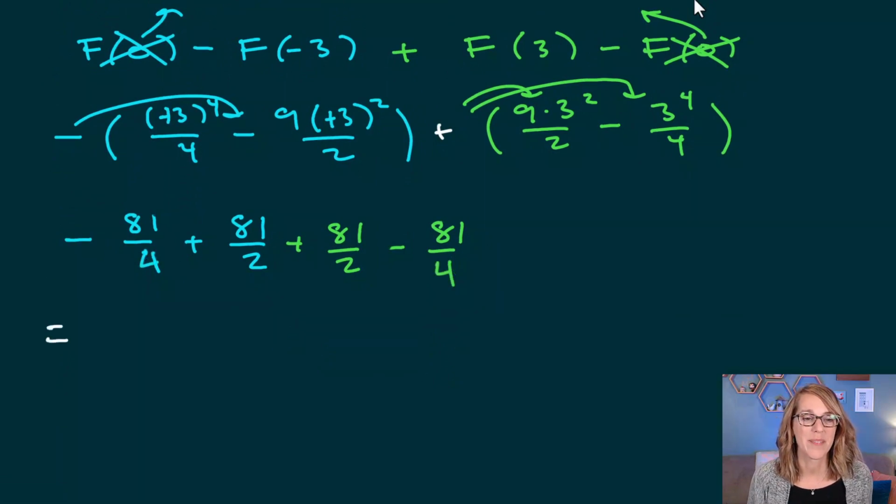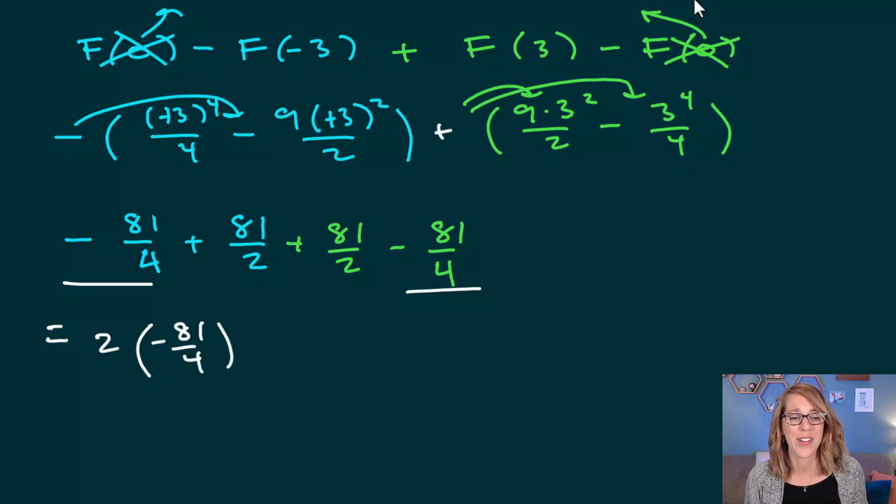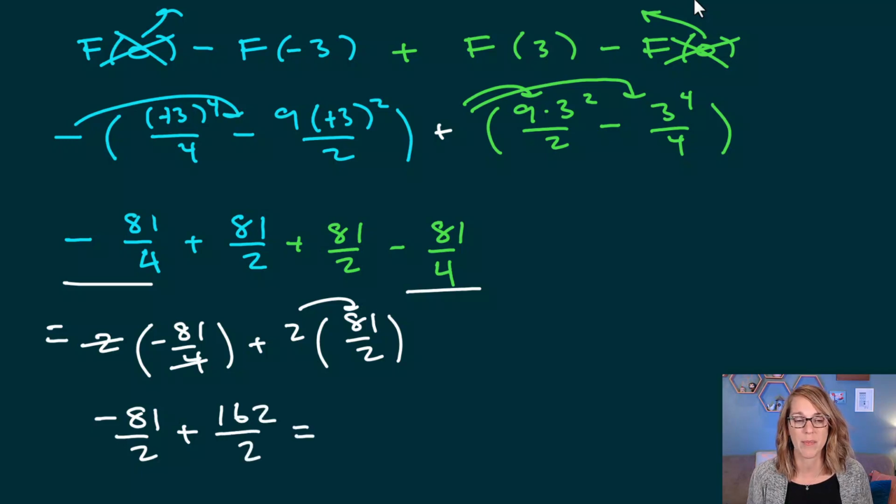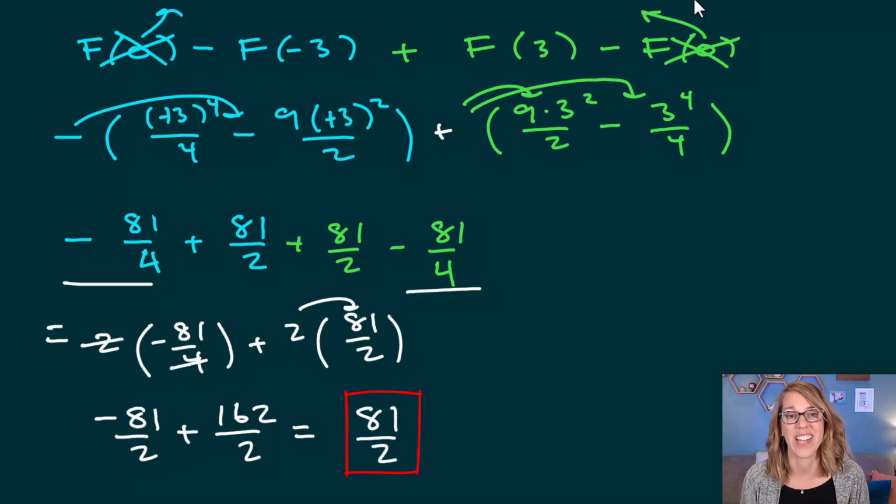As I am simplifying this, I am just about to my answer here. Let's go ahead and combine what we can combine. I've got an 81/4 here and another -81/4. That gives me 2 times -81/4. You can, of course, do this in Desmos or in your calculator. And I also have 2 of those 81/2. Now I'm anticipating needing a common denominator. I'm going to cancel this 2 here, and I get -81/2 plus, I'm going to leave the 2 here, 2 times 81 is 162 divided by 2. I've got my common denominator. Do that subtraction, and I get my answer of 81 halves.